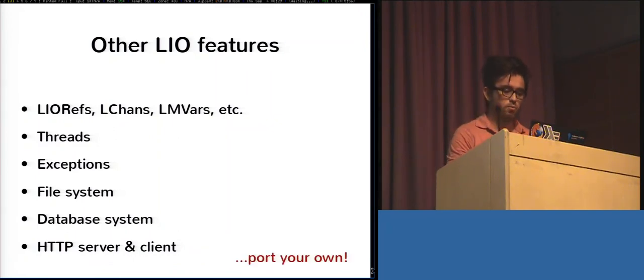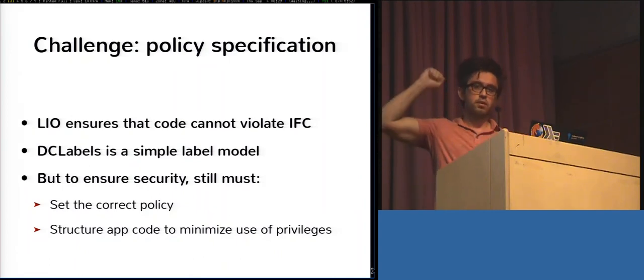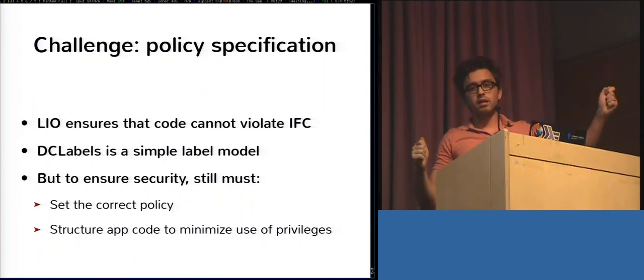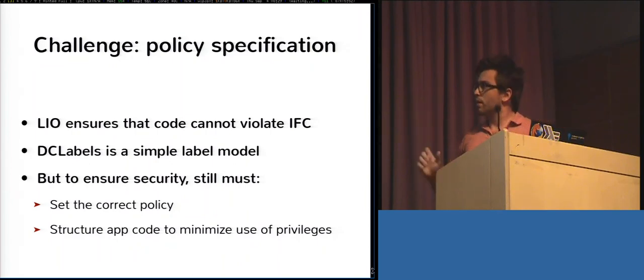So you can really build real applications, and we've actually done that. So if you have something that at some point you think will require some security concerns, we urge you to port it over. Okay, so I've said you set the labels, LIO enforces information flow control, and DC labels is a pretty simple model and lets you reason about security in a pretty straightforward way, but you still need to set the right policy, and at the end of the day for complex applications, this can be pretty hard.